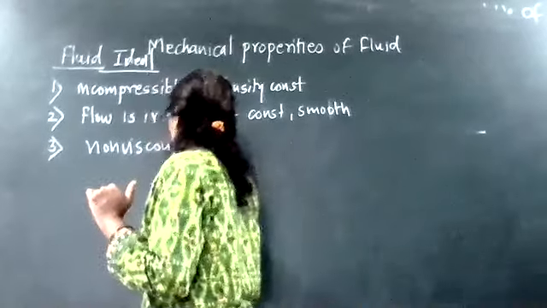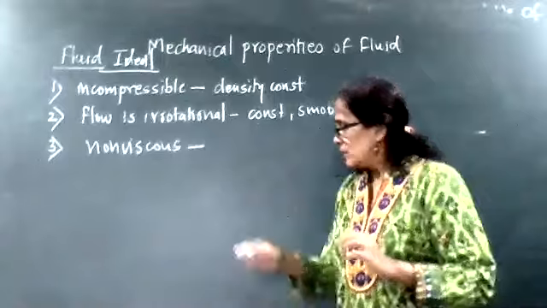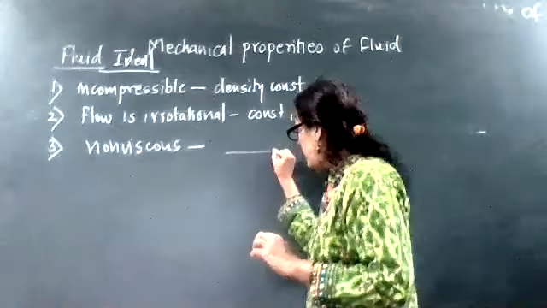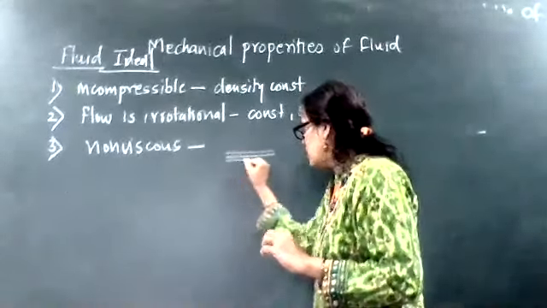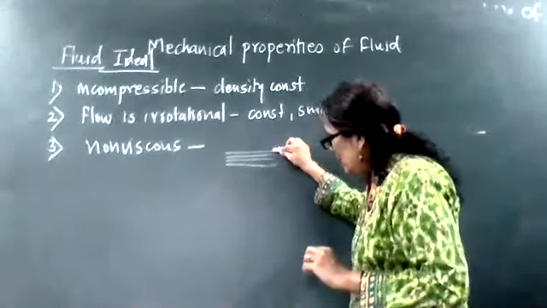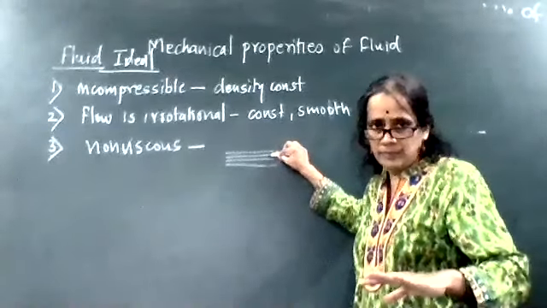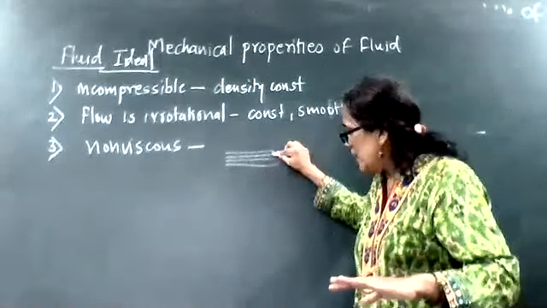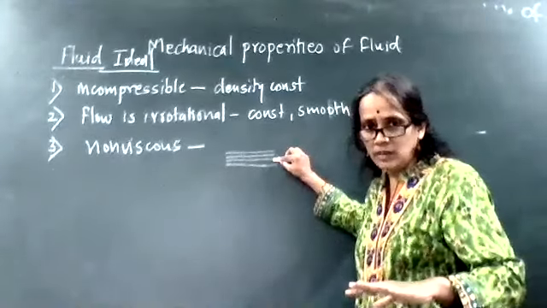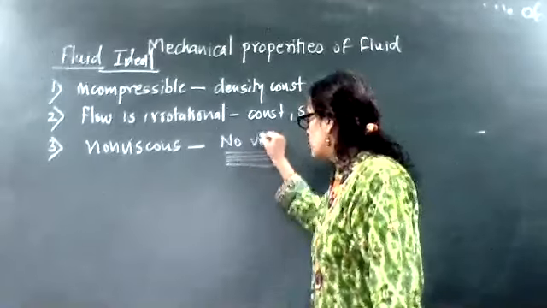It is non-viscous. Non-viscous means what? Whenever I say a fluid is flowing, it means the fluid flows in the form of layers. So the upper layer is not exerting any force on the lower layer, or the second layer will not exert force on the third layer. So I can say that there is no viscous force.